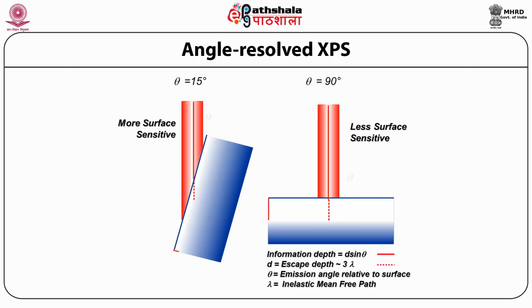Angle resolved XPS. The most surface sensitive angle theta is 15 degrees and the less surface sensitive angle is 90 degrees. So information about the depth is given by d sine theta, where d is escape depth, theta is emission angle relative to the surface, and gamma is inelastic mean free path.